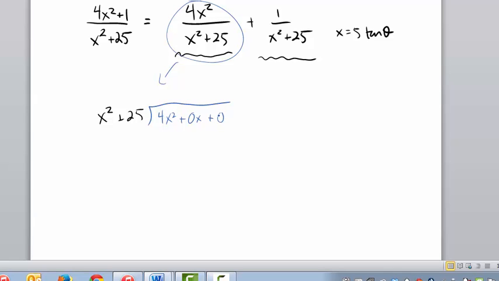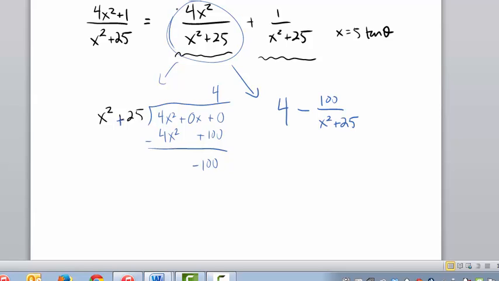I like to put blank spots because 4x squared is the same thing as 4x squared plus 0x plus 0. And then I ask myself, how many times does x squared plus 25 go into 4x squared? And the answer is 4. You multiply to get 4x squared plus 100. You subtract to get your remainder, which would be negative 100. Okay, so that means that the 4x squared over x squared plus 25 is equal to 4 minus 100 over x squared plus 25. Okay, that's just this guy that I'm circling in blue, and then we can add that to the 1 over x squared plus 25.